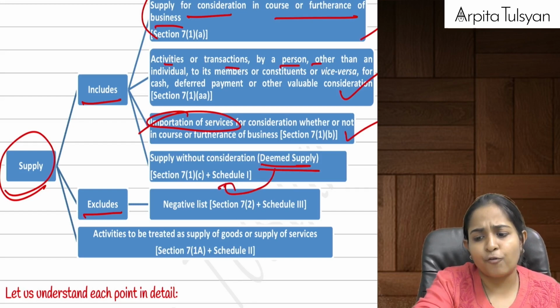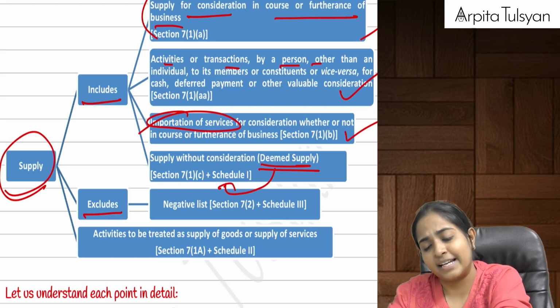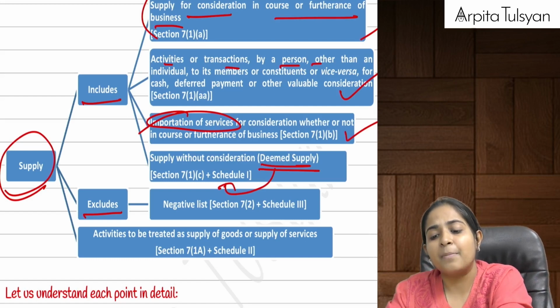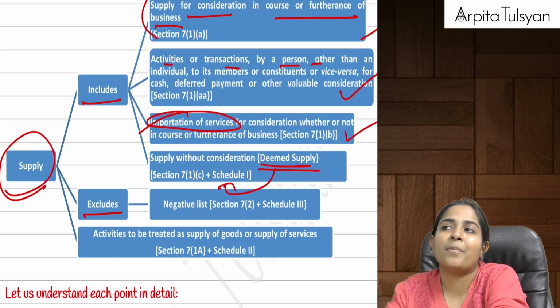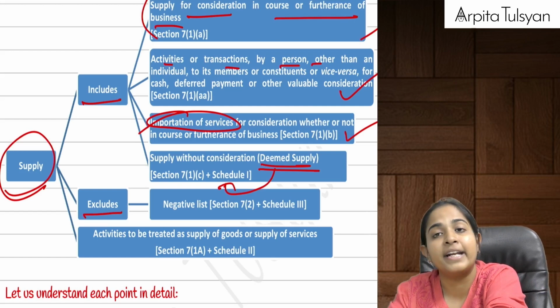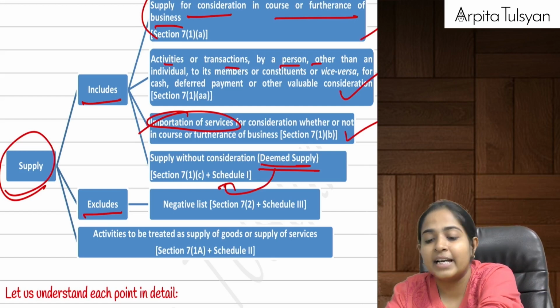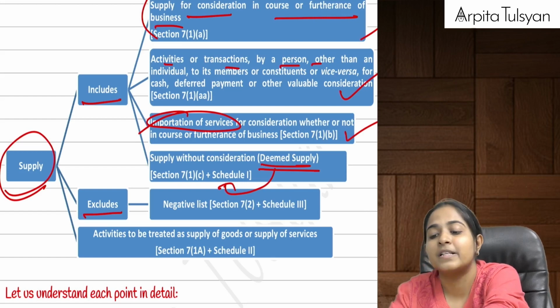Four paras that we did in schedule number 1. Can you recollect what the four paras were? Para number 1 was talking about permanent disposal or transfer of business assets on which input tax credit has already been claimed. Second one was any supply of goods or services between related persons or between distinct persons.